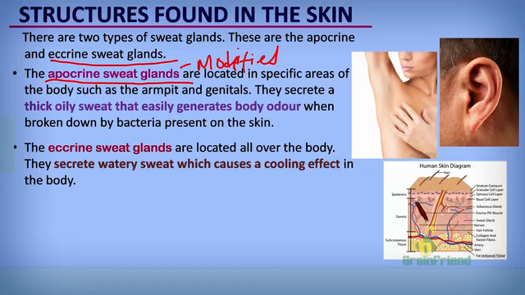They are found in areas of the body such as the armpits. They are also found in the ears. Then we can find them on the genitals, those areas of the reproductive organs. These areas secrete a different kind of sweat. The sweat secreted by the apocrine sweat glands is usually thick and oily. These areas secrete thick and oily sweat that easily generates body odor.